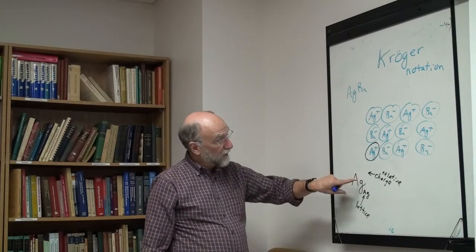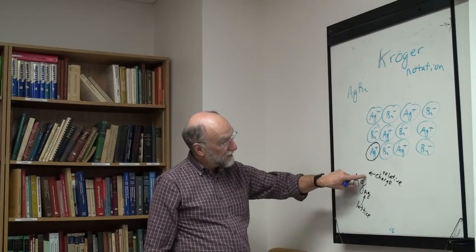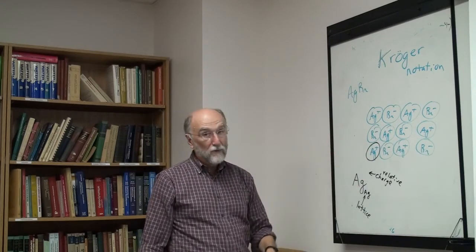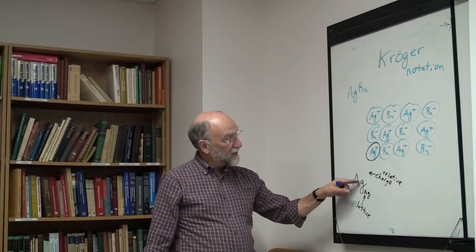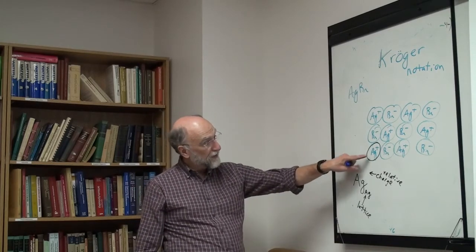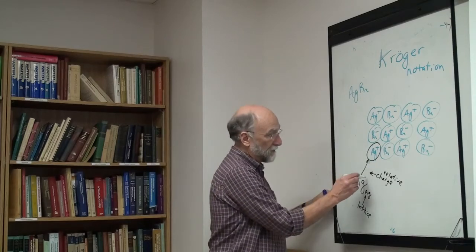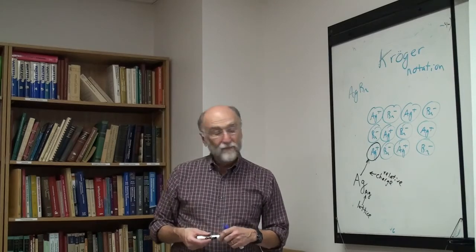Because you don't put the plus. The plus is not the actual charge. The symbol up here is the charge relative to what is normally there. Okay, so this is a silver ion on a silver site with nothing blank up here. That's a silver ion on a silver site.